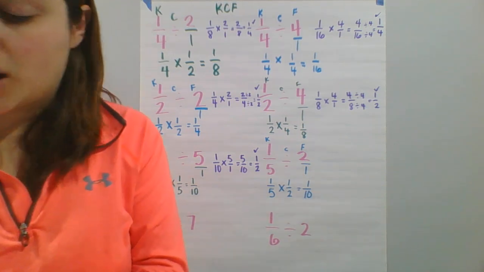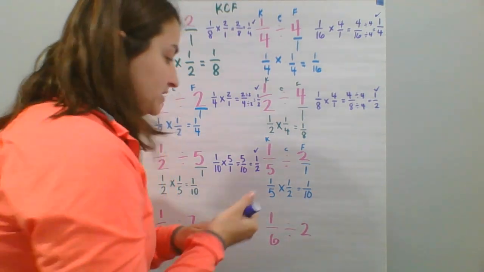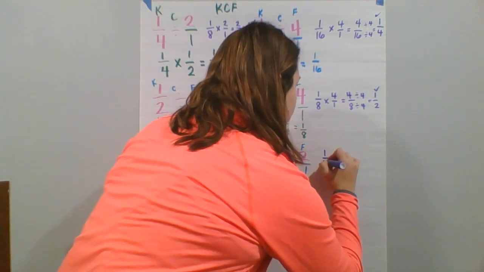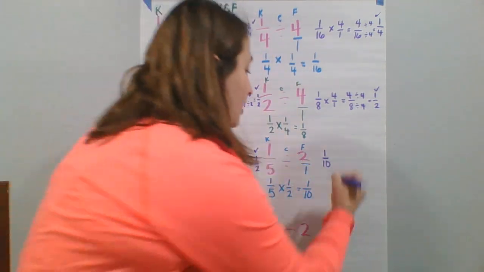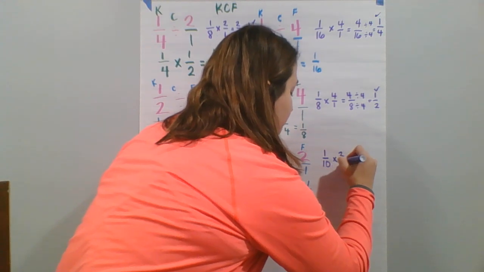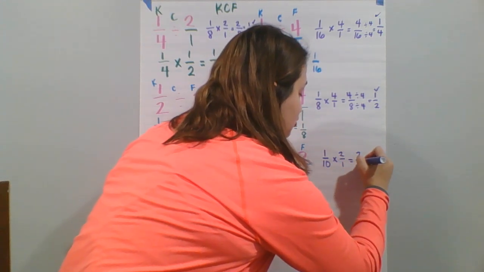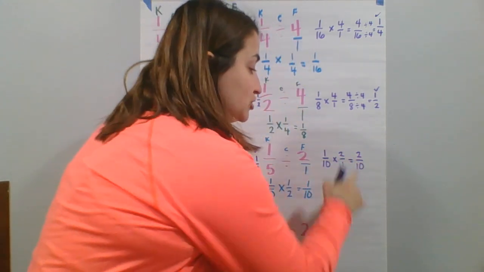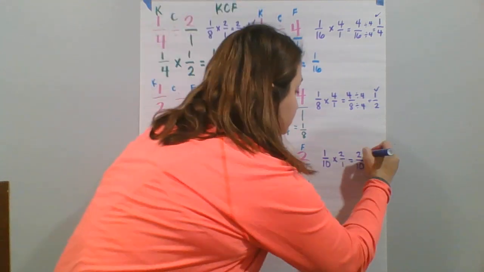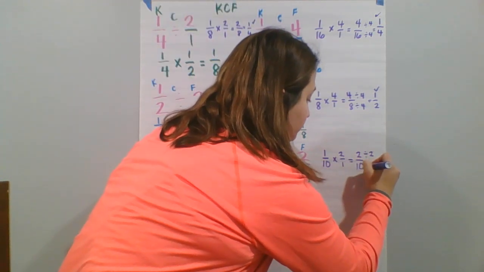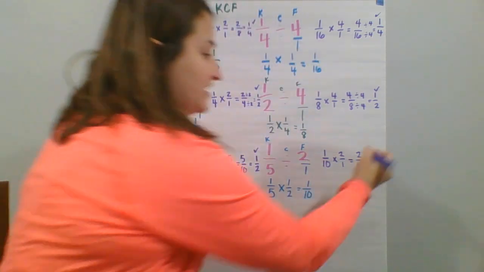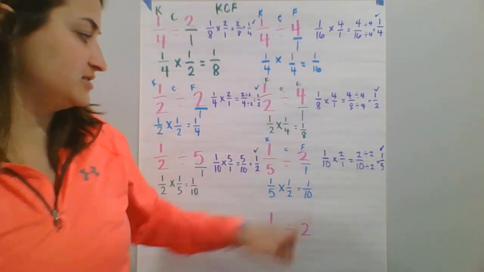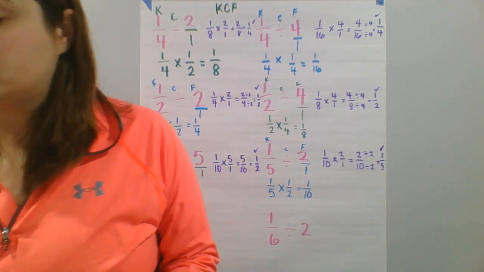We're going to check our work by taking that 1/10, and we're going to multiply it by 2/1, that whole number, which gives me 2/10. 2 can equally go into 10, so I can divide by 2, which gives me 1/5. So we are correct with an answer of 1/10.